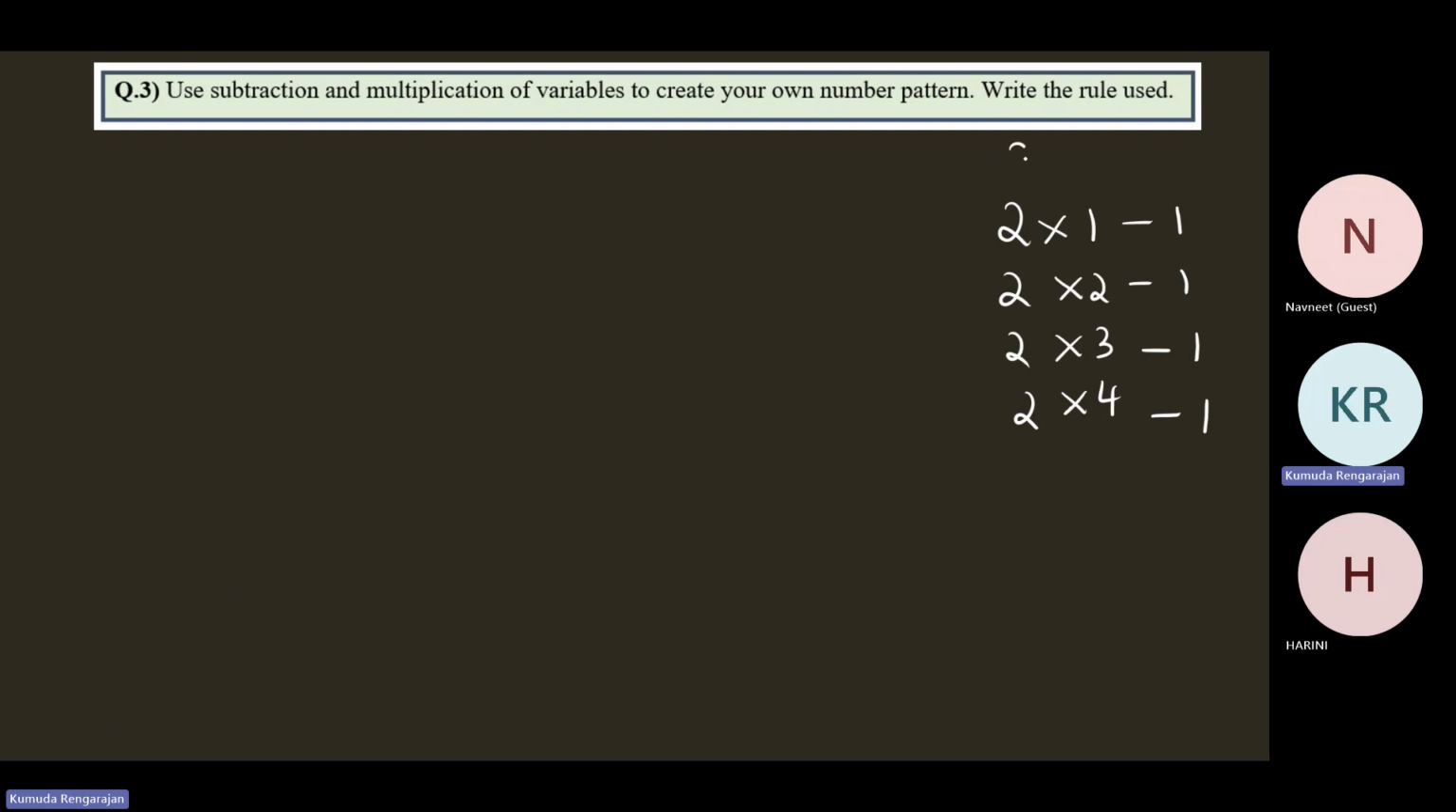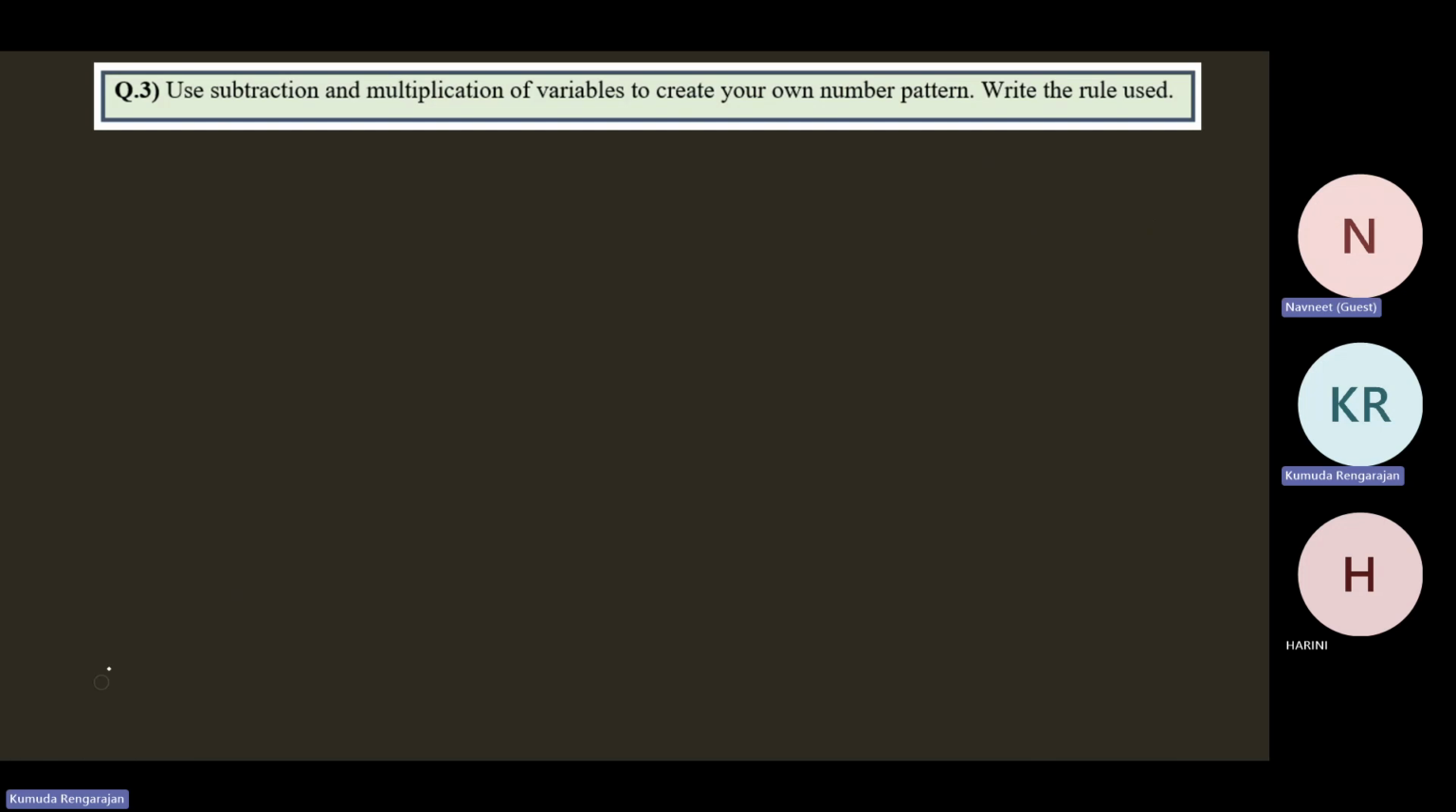So the rule is 2, and 1, 2, 3, 4 is replaced with n, minus 1. This is your rule. 2n minus 1 is your rule. And we have created this pattern using multiplication. You can see multiplication and subtraction.